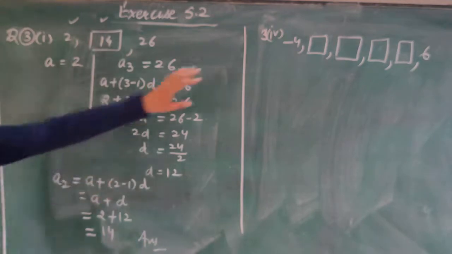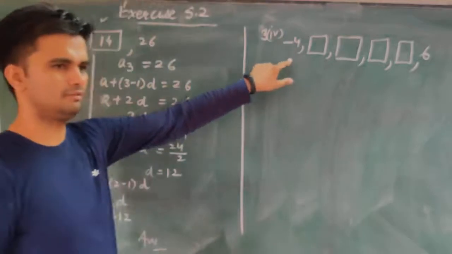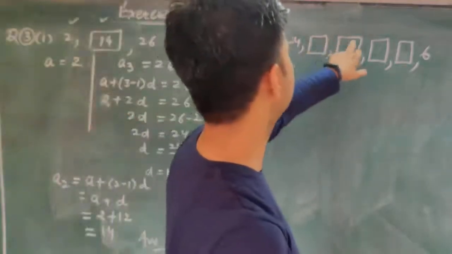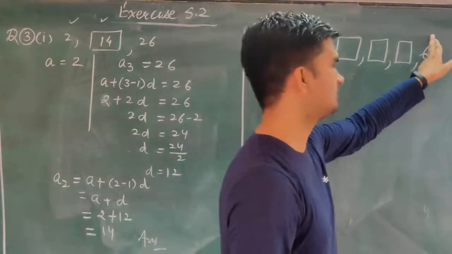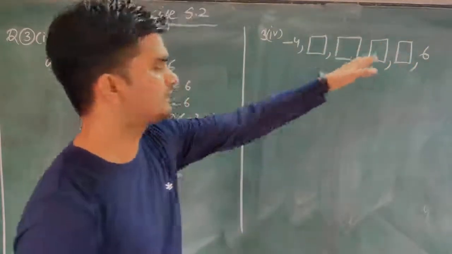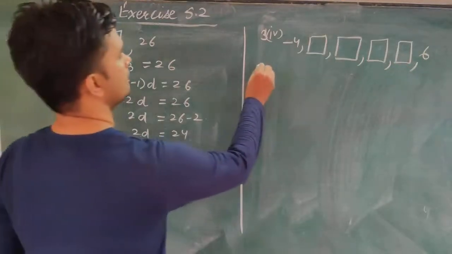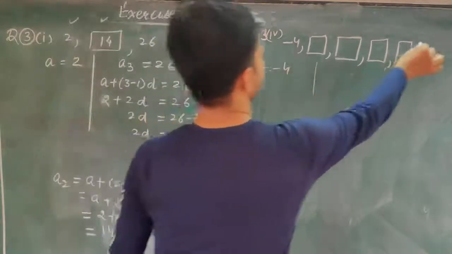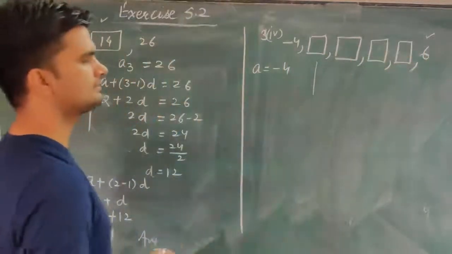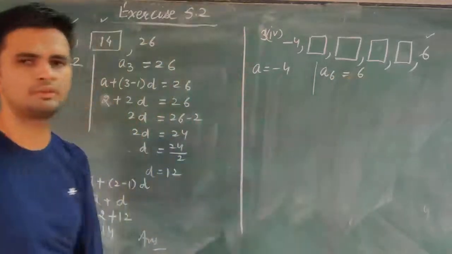Now come to the fourth part of this question. Here minus 4, the first term, is given. Then 4 missing terms are there. Then this 6 is the sixth term of this AP. Right? I will write here A is equal to minus 4. Then this term 6 is at the 6th place. So A6 is equal to 6.